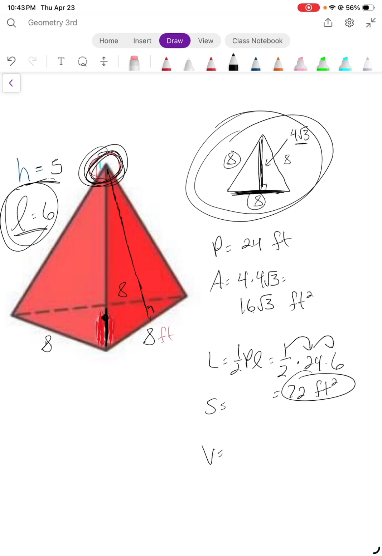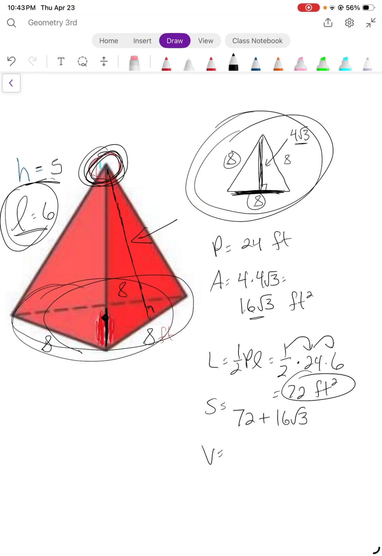To find the surface area, we're simply taking that previous answer. Now here's one thing that's slightly different. We only have one base. The lateral area gave me the area of those 3 sides. The area of that base we found up here was 16 root 3. You can only add things that are alike, so we're going to leave those separate. You could turn everything into a decimal and get a decimal answer, but we're going to leave it as 72 plus 16 root 3, and that's in square feet as well.